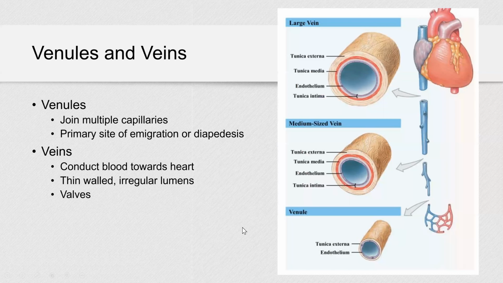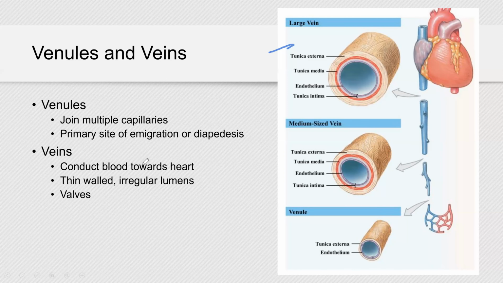Okay, now veins and venules. Veins are bigger, venules are smaller. So when we join multiple capillaries, we form venules, and this is the primary site of emigration and diapedesis of white blood cells. So you can see we're going to start with venules, and then medium-sized veins and large veins.